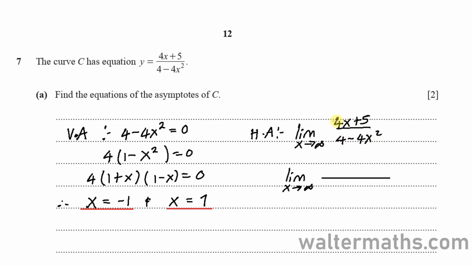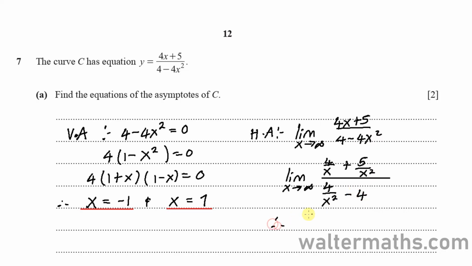So I'll divide all the terms by x². So 4x over x² will give us 4 over x. 5 over x² is just going to be 5 over x². 4 over x² is 4 over x². And it's minus 4x² over x². That will just be 4.